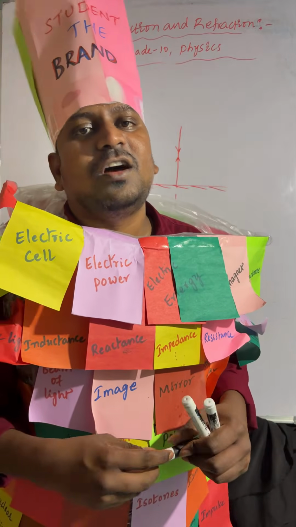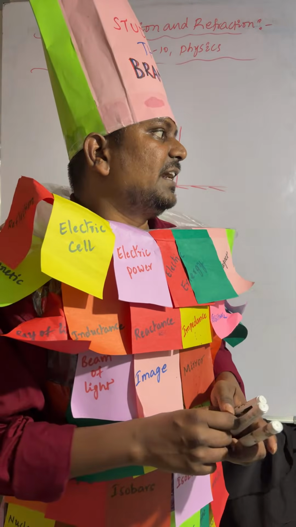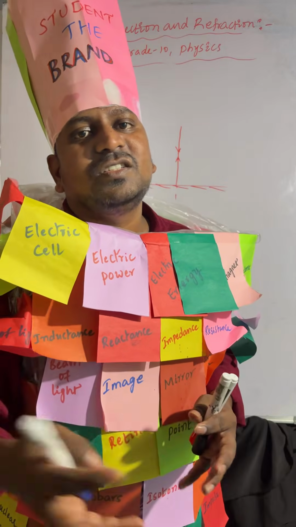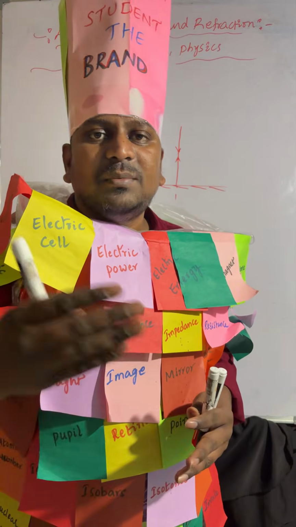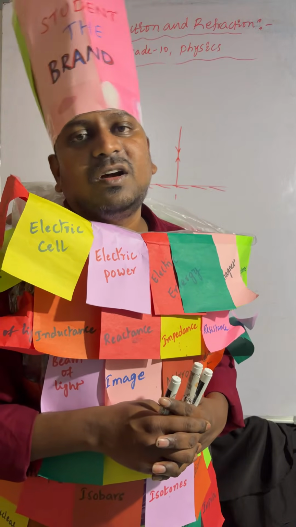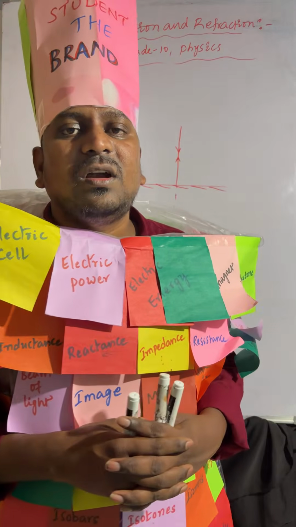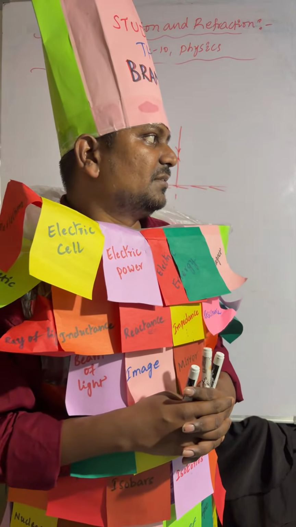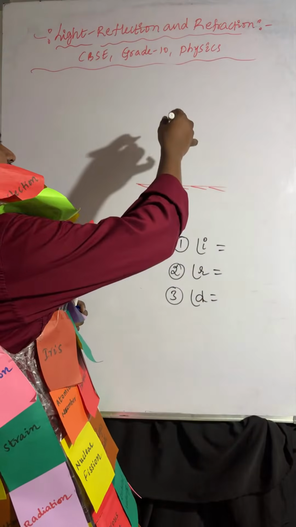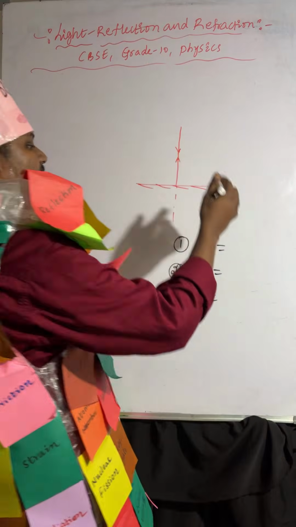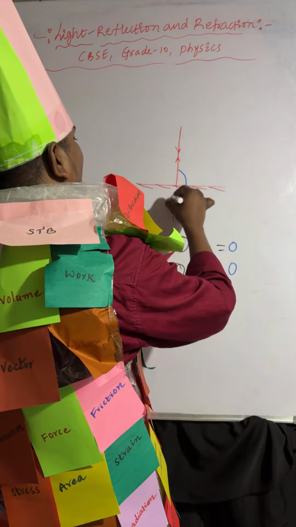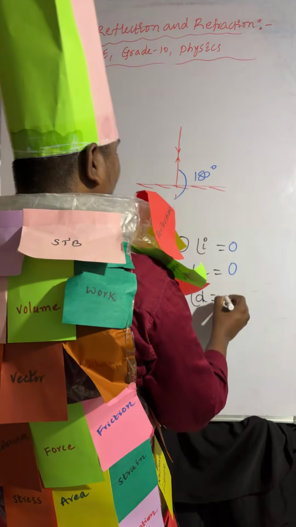The angle between the incident ray and the normal line is called the angle of incidence. The angle between the reflected ray and the normal line is called the angle of reflection. The angle between the reflected ray and the initial direction of the incident ray is called the angle of deviation. Here the incident ray is along the normal line and is reflected right back. So the angle of incidence is 0, the angle of reflection is 0, and the angle of deviation is 180 degrees.